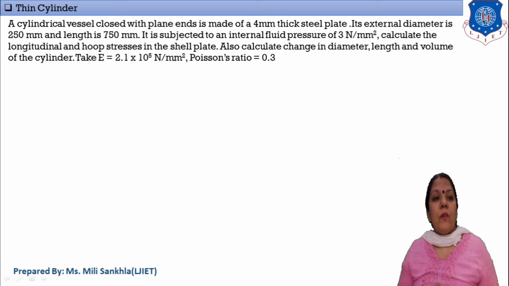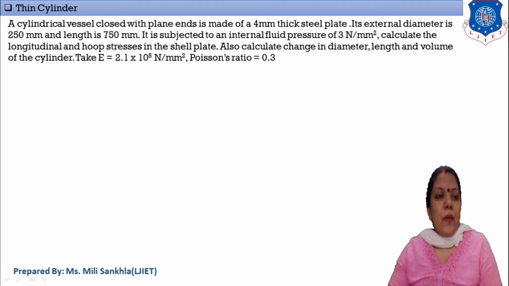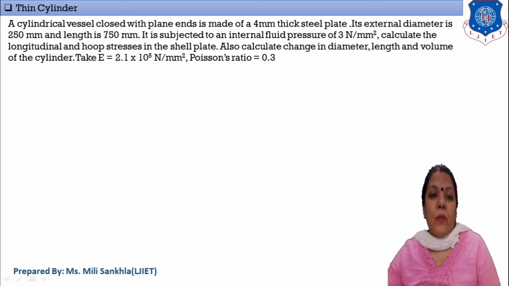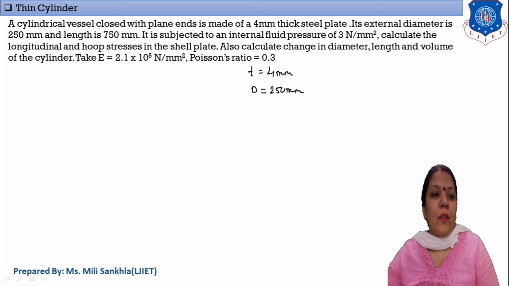Now we solve our second example of a thin cylinder. In this example we read the data properly and then we solve it. First, a cylindrical vessel closed with plane ends is made of 4 mm thick. One by one: thickness T is given as 4 mm. Next, external diameter capital D is given as 250 mm, and length L is 750 mm.